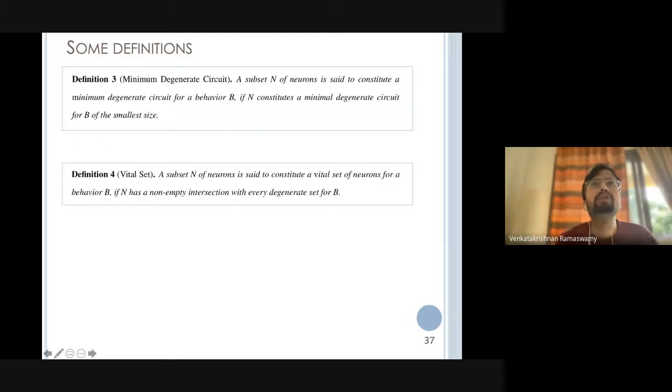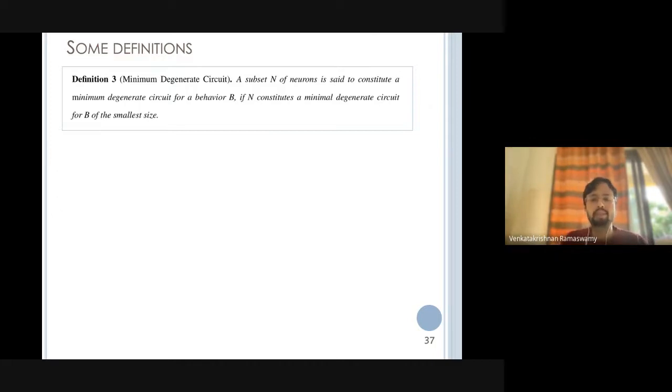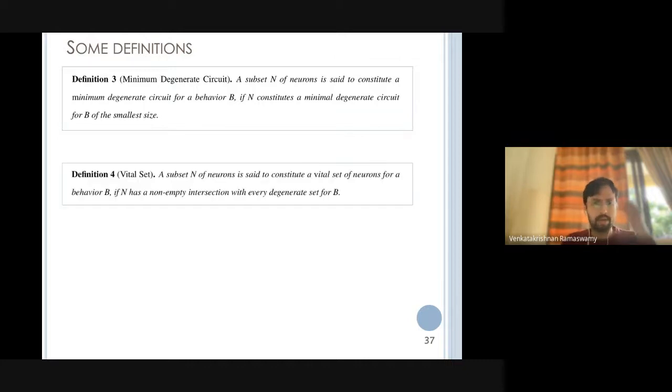So next we switch gears to ask, well, what is a small set of neurons that I could silence that will result in the behavior not being expressed, right? So here is a definition. I call this a vital set. A subset N of neurons constitutes a vital set of neurons for a behavior B if N has a non-empty intersection with every degenerate set for B, right? So you can imagine that suppose you knew all the degenerate sets for B, right? And you took the intersection of all of them and you found that there is a certain subset of neurons that occurs in every degenerate set, right?